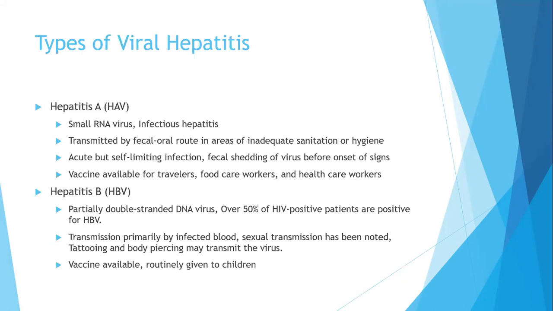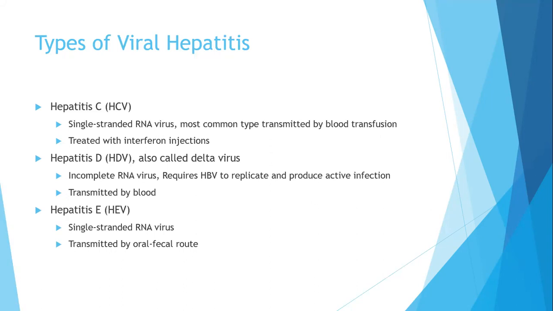So these are all the different types of viral hepatitis. I'm not going to go through the detail on these. Just suffice it to say, there's a vaccine available for hepatitis A, and it's usually given to food care workers and healthcare workers and people who are traveling to areas where it's more prevalent. Hepatitis B, there is a vaccine available, and it's routinely given to children as part of their normal vaccines. Hepatitis C, D, and E, there are not vaccines for them, and so avoid them.